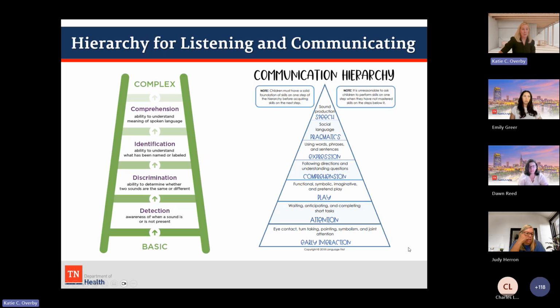When we're building language, whether we're building language for a child who uses spoken language or signed language, we want to make sure that we're going in the correct order, that we're building that hierarchy. Again, we're builders. We want to lay that foundation. And we need to make sure that we're laying the foundation in the correct order so that we don't end up with a child that has holes.